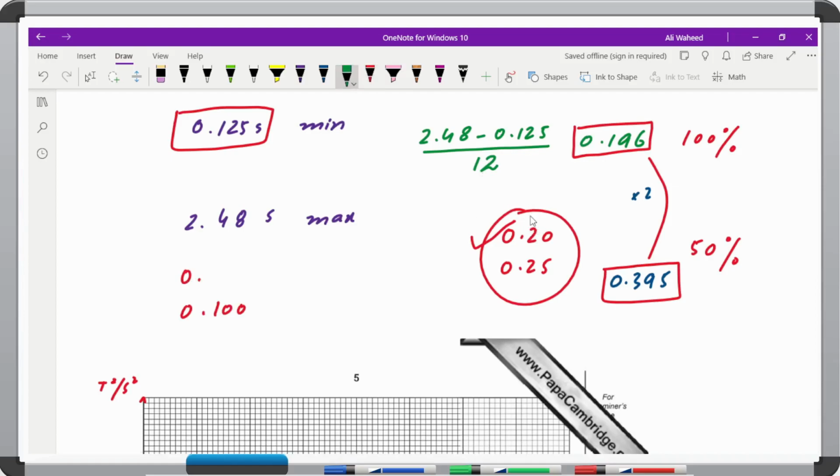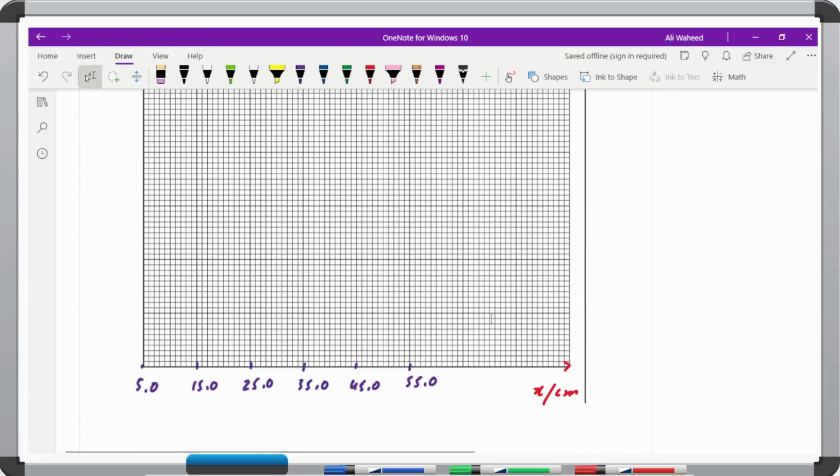There has to be a step of 0.1. Let's say we go with 0.2, then 0.3, then 0.5, then 0.7, then 0.9. So this is how you can scale the axis. Once you scale the axis, the next step is to plot the data.